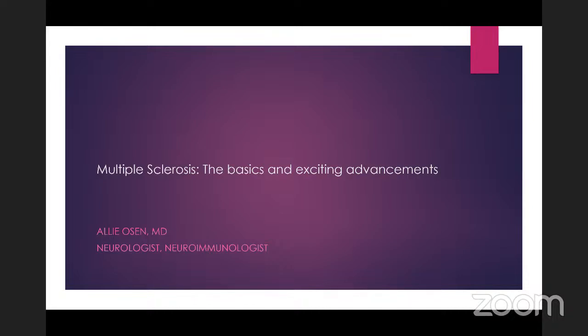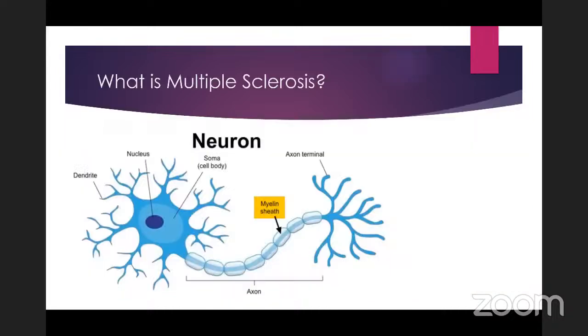So like you heard, I'm a neurologist, but I also did a couple extra years of training in what's called neuroimmunology. So autoimmune diseases of the central nervous system, and MS, or multiple sclerosis, being the most common of those diseases. So I'm going to cover some of the basics, but also the exciting advancements, because this area of medicine and neurology has boomed quite a bit. Okay, so first we'll start out with what is MS.